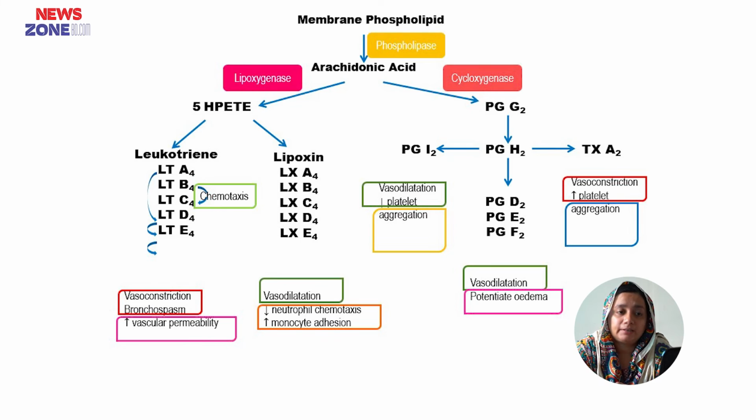As I have said before, these chemical mediators, that means icosanoids, are also known as paracrine hormones. These chemical mediators perform important functions in our body. Suppose thromboxane A2 is responsible for vasoconstriction and increased platelet aggregation. Prostaglandins are responsible for vasodilation and potentiate edema. Prostacyclin is responsible for vasodilation and decreased platelet aggregation. Lipoxins are responsible for vasodilation, decreased neutrophilic chemotaxis and increased monocyte adhesion. And leukotrienes are usually responsible for vasoconstriction and bronchospasm, such as increased vascular permeability.